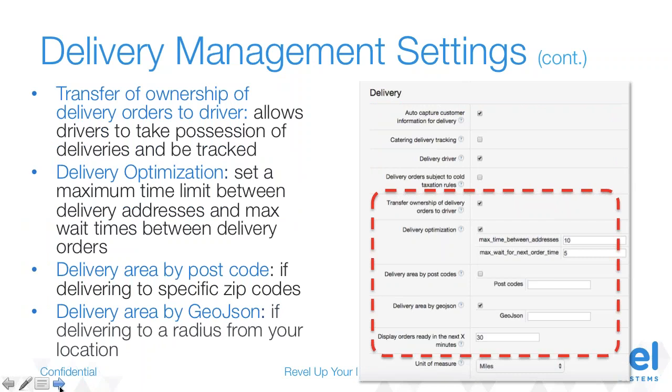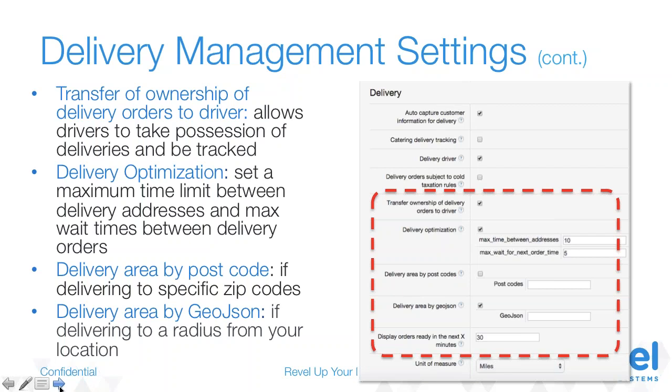And you also have some things like delivery optimization, where you can actually set a maximum time limit between delivery addresses, and that's done through our integration with Google Maps. So if you have delivery A and delivery B, and the distance between those two based on these settings here is more than 10 minutes, my driver is going to take what he can and go, rather than waiting for the next order that's going to take more than 10 minutes. So it's a way to really optimize the timing so that the orders get out as quickly as possible.